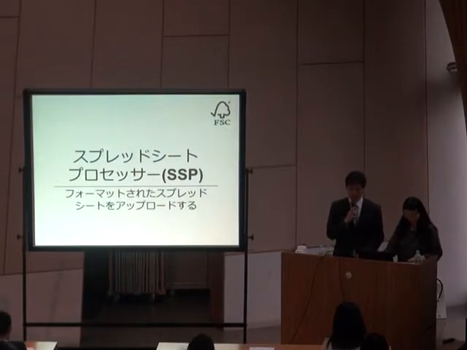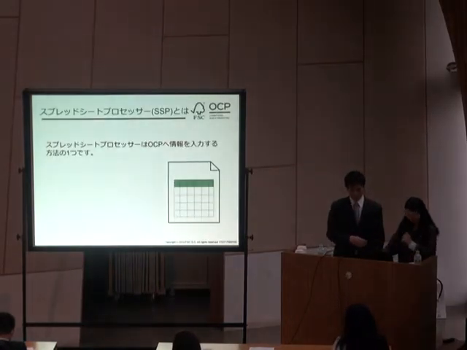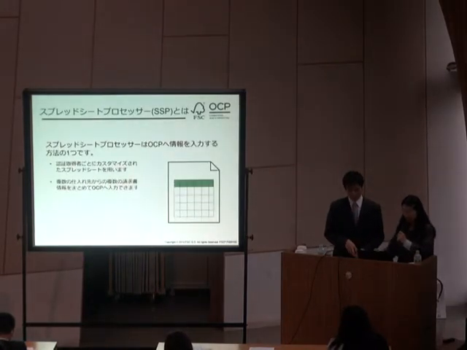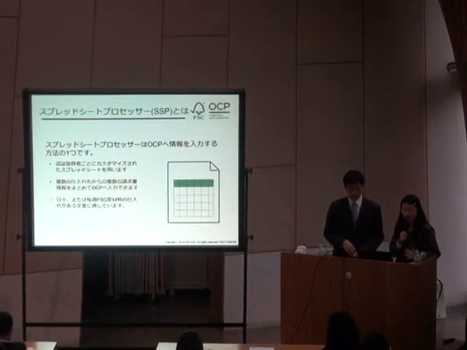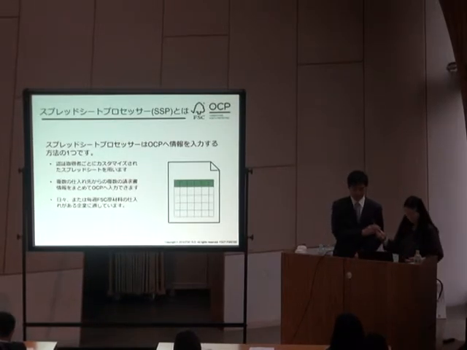With this spreadsheet, you can enter all of your claims, like hundreds or thousands of your claims, into the spreadsheet, and you can upload this spreadsheet onto the OCP. Then this big amount of claims will be processed by the OCP at one time.